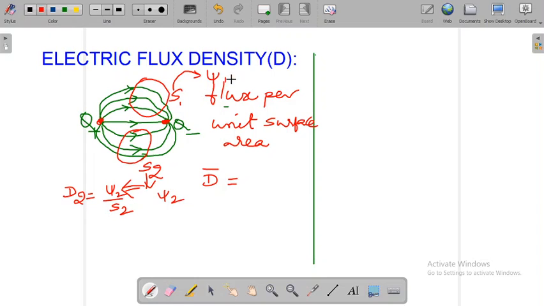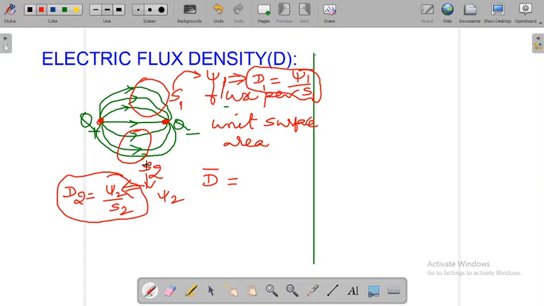Whereas in this case, we have psi 1 crossing this surface area S1. Let us consider this as the first case. For the first case, we have D1 as psi 1 by S1, and in this case we have D2 equal to psi 2 by S2.